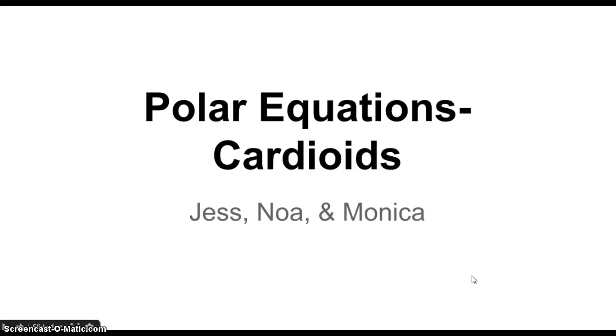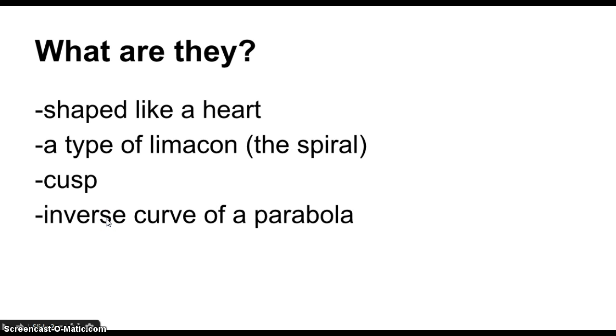Our type of polar equation was the cardioid, which is the heart-shaped equation. They're all shaped like a heart, and they're a form of the limaçon equation, which was the spiral instead of a spiral. The only difference is that the cardioid meets at a point, which is also the cusp, where it meets at a point and then comes out into two curves from there. Another way to explain this is that it's an inverse of a parabola.